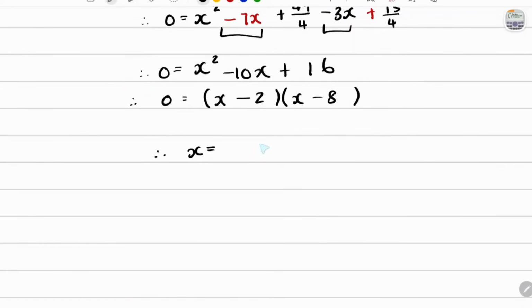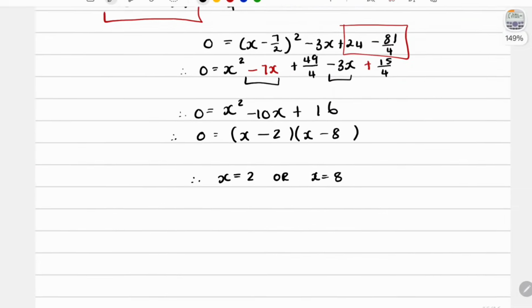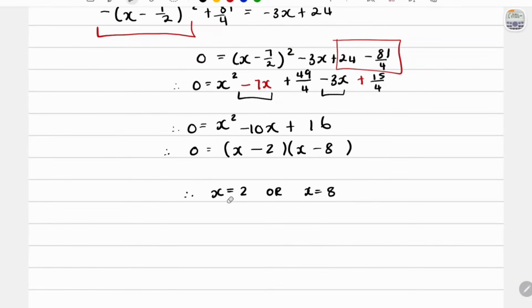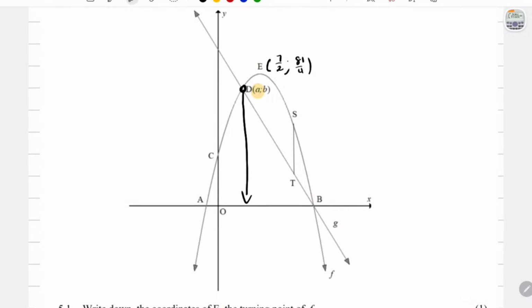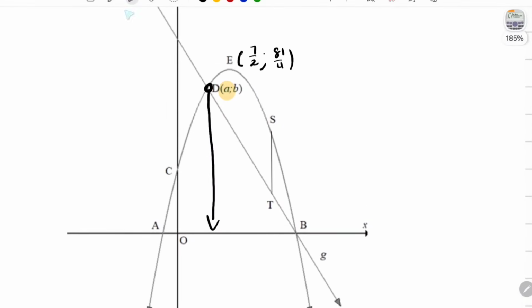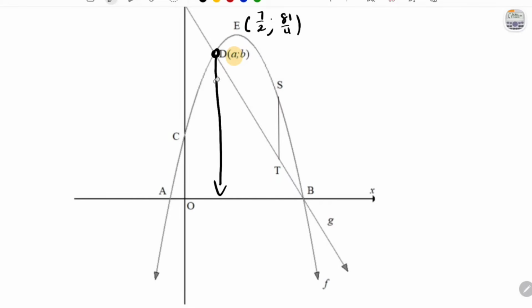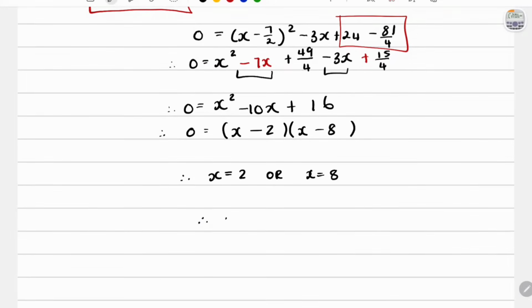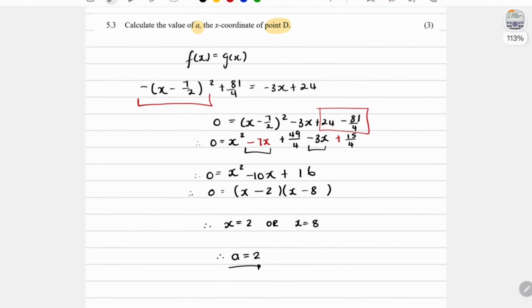So therefore, it means that x is either equal to positive 2 or x is equal to positive 8. So you have 2 answers here, and you need to choose the one that is for A, the x coordinate of point D. Okay, so remember, this is positive 2, positive 8. So one is bigger than the other. Which one is A going to be? Because A is more on the left-hand side, this is the 2. Then this one is the 8. Okay, so we can go ahead and tell them that A finally is equal to 2. So therefore, A is equal to 2, and that is our answer. Okay, moving on to the next question.